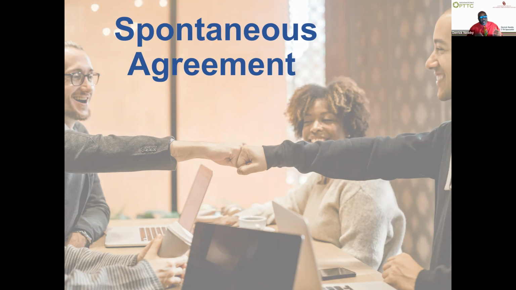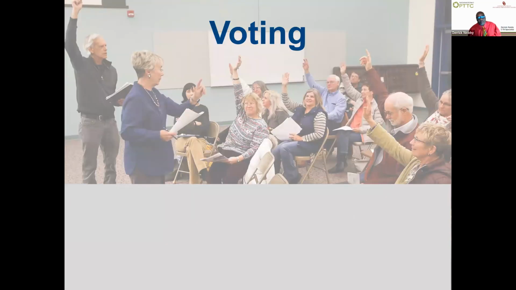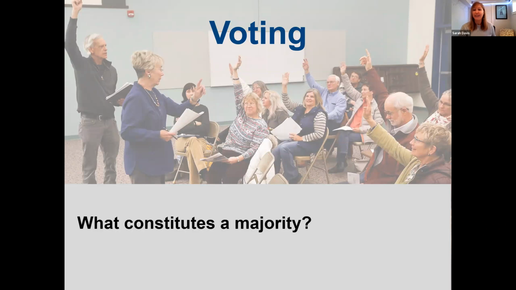Sarah, can you elaborate on the process of voting and consensus? Sure. When coalitions vote to decide the outcome, they're using a majority rules approach. Part of defining the coalition's decision-making process in this case is to define what constitutes a majority and the process by which a vote will be taken.